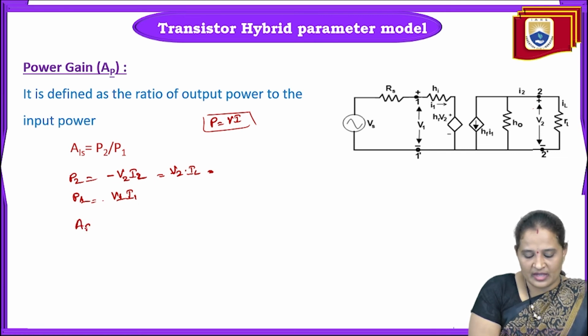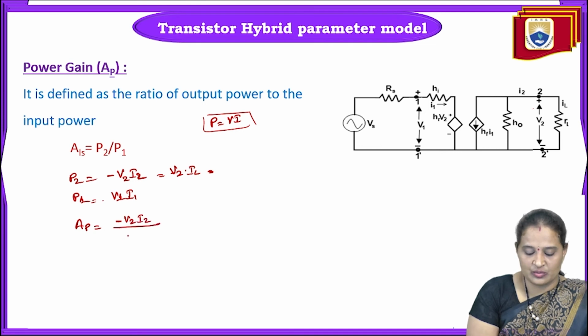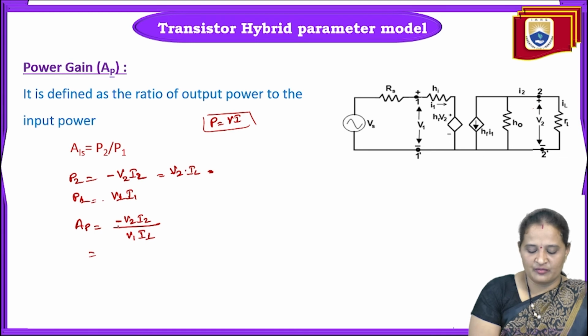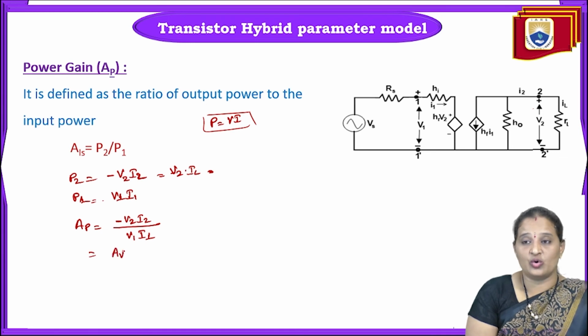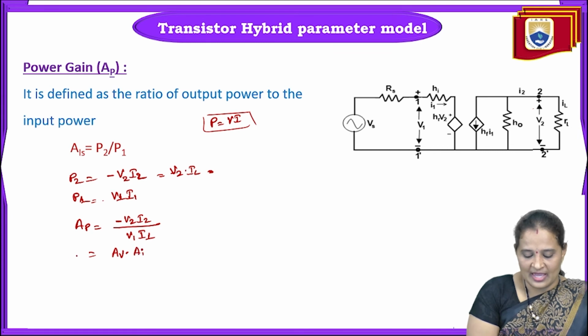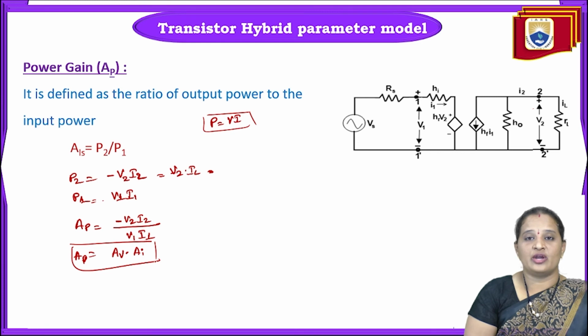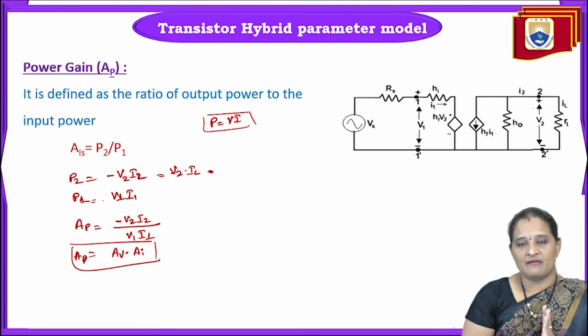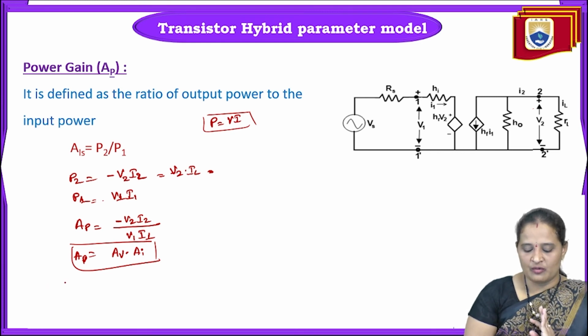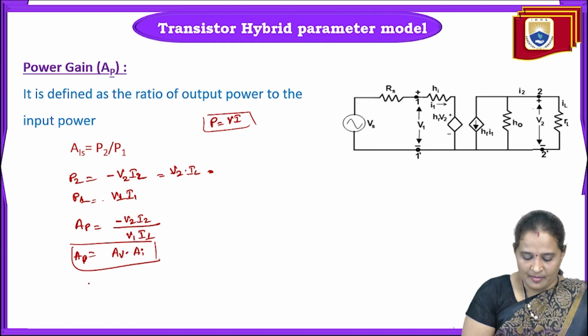So now the power gain is calculated as minus V2 into I2 divided by V1 into I1. V2 by V1 is nothing but the voltage gain AV, whereas minus I2 by I1 is nothing but AI. So power gain is equal to the product of voltage gain and current gain.